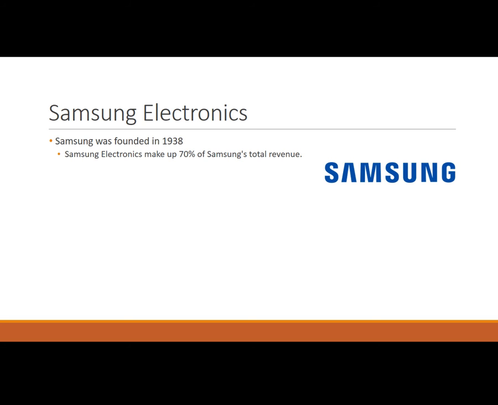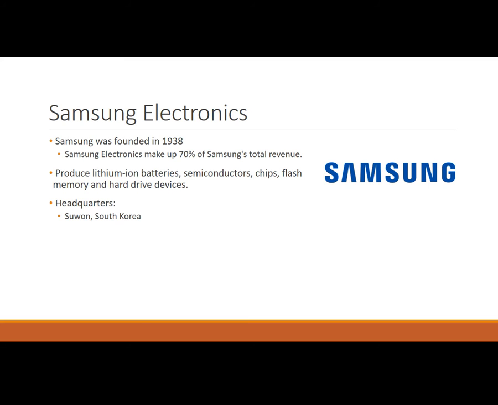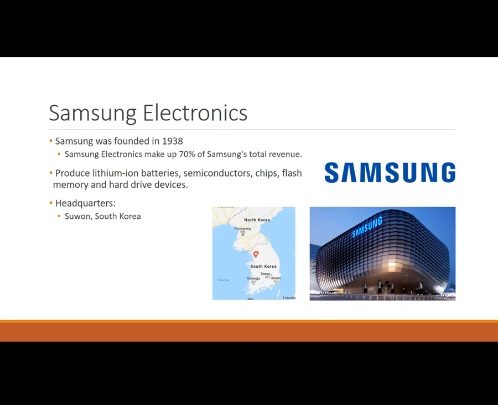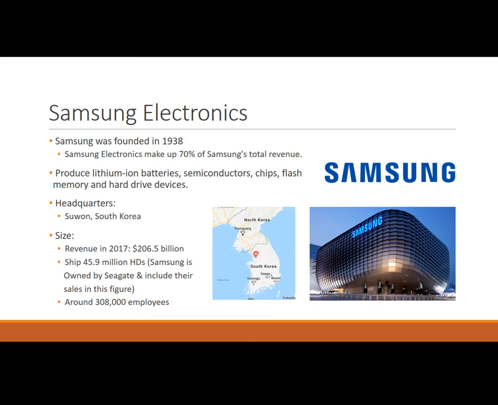Samsung Electronics. Samsung was founded in 1938, but Samsung Electronics makes up 70% of Samsung's total revenue. They produce lithium-ion batteries, semiconductors, chips, flash memory, and hard drive devices. The headquarters are in Suwon, South Korea. Their revenue in 2017 was 206.5 billion. I didn't know how to find how many hard drives they produce per year because Seagate does that, and it's weird. They employ around 100,000 employees.